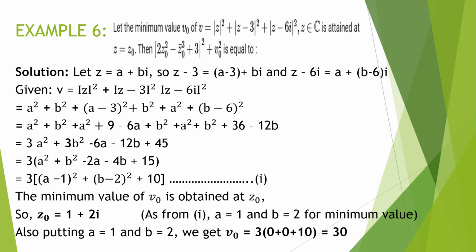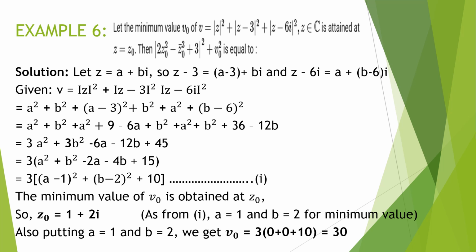Now, first of all, z is any complex number. So suppose z is a complex number of the form a plus bi. Then what will be z minus 3? It will be a minus 3 plus b into i. We are just taking out the real and imaginary parts separately. Same way z minus 6i will be a plus bi minus 6i, means i into b minus 6.